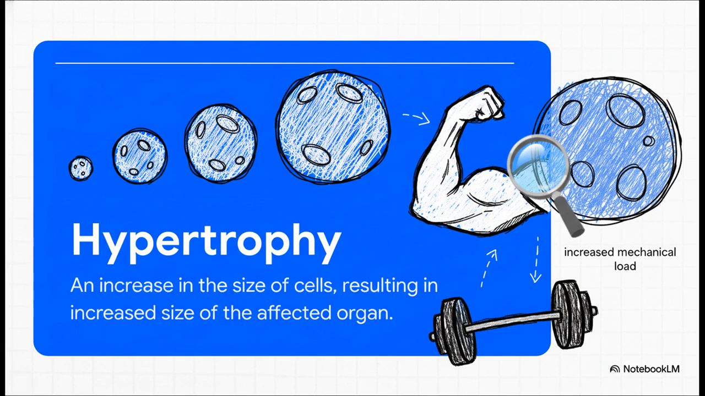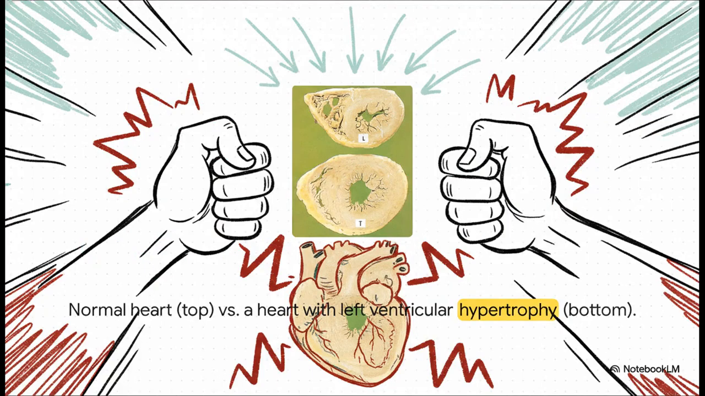Now, the opposite of atrophy is hypertrophy. Instead of shrinking, the cells get bigger. This usually happens when cells are forced to work harder, like when a muscle is put under a lot more strain than it's used to. And here's a really powerful and frankly dangerous example. The heart on the bottom has what's called left ventricular hypertrophy. The muscle wall has gotten super thick so it can pump against chronic high blood pressure.